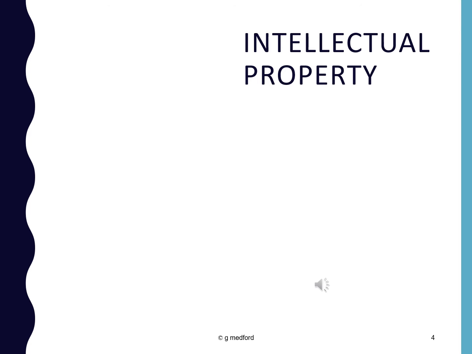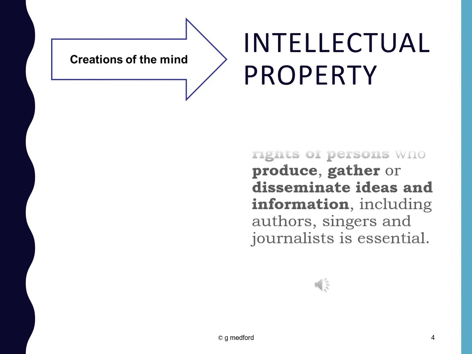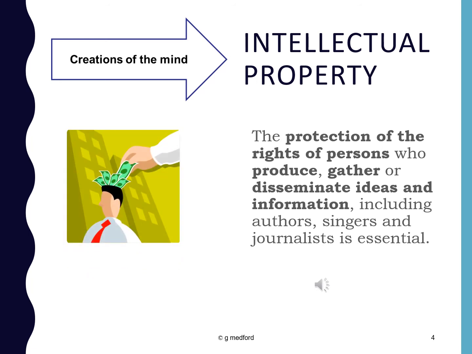The term intellectual property refers to creations of the mind, that is, inventions, literary and artistic work, symbols, names and images used in commerce. Intellectual property may be divided into two categories: industrial property and copyright. For the purpose of the syllabus, we will be examining copyright. Intellectual property protects the rights of persons who produce, gather, or disseminate ideas and information, and this includes authors, singers, and journalists.